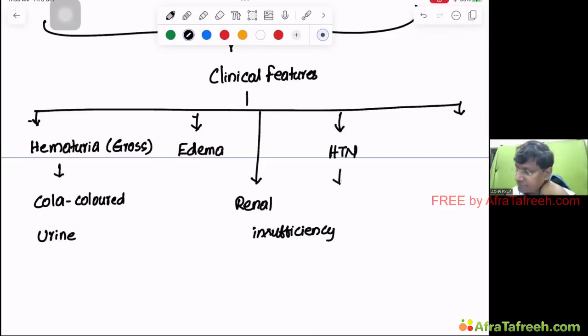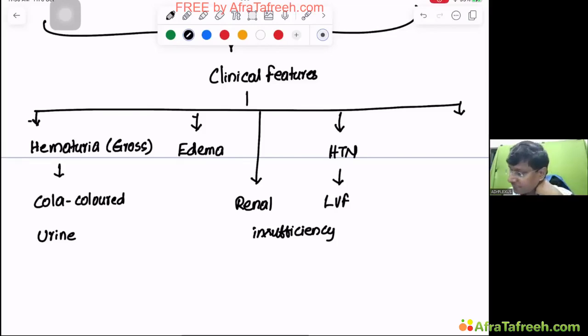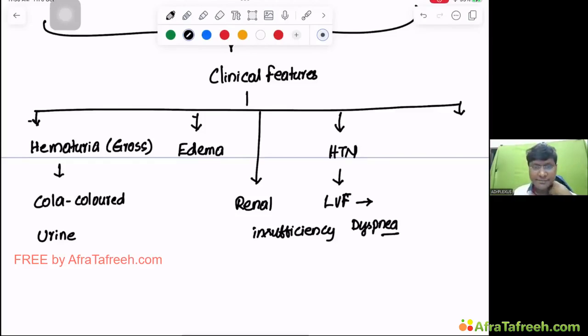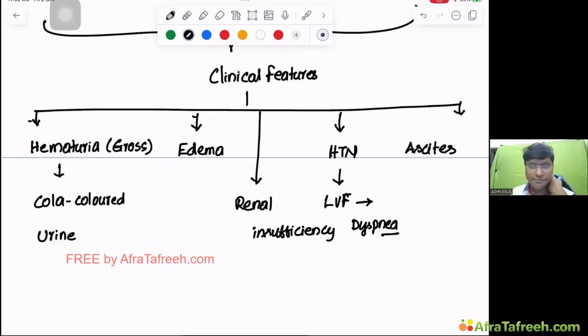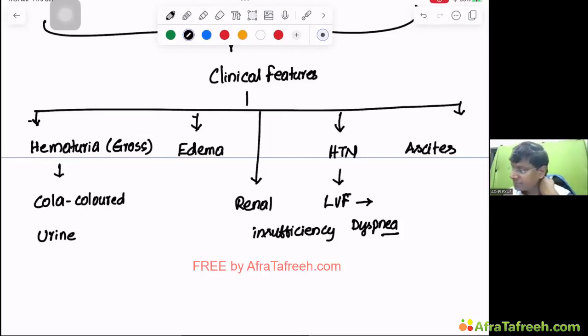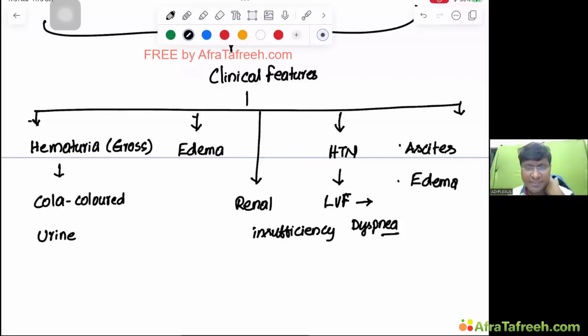And because of hypertension, there can be development of left ventricular failure. And as a part of left ventricular failure, they will have dyspnea. Right? They'll have dyspnea. Okay. Then the next important thing is they will also have ascites. That is because of the fluid overload. And not only ascites, because of the fluid overload, they also develop edema. That is pitting type of pedal edema will be there.